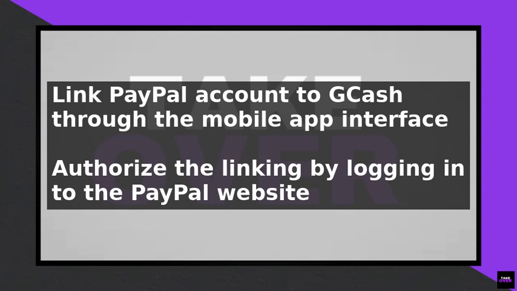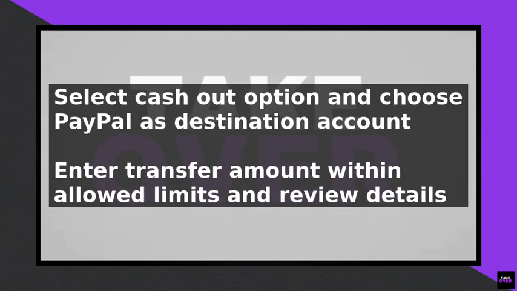After successfully linking your PayPal account, go back to the Gcash dashboard and click on the Cash In or Cash Out option. Select Cash Out and then choose PayPal as the destination. Enter the amount you want to transfer, making sure it is within the allowed transaction limits. Review the transfer details, including the amount and any applicable fees, before confirming the transaction.